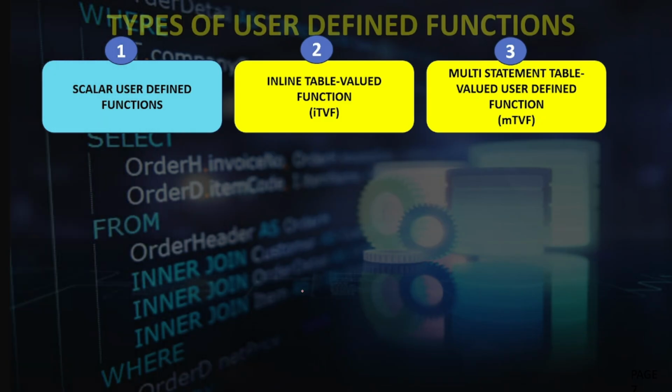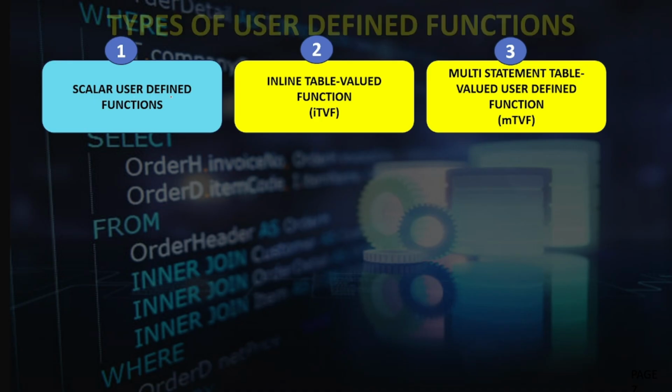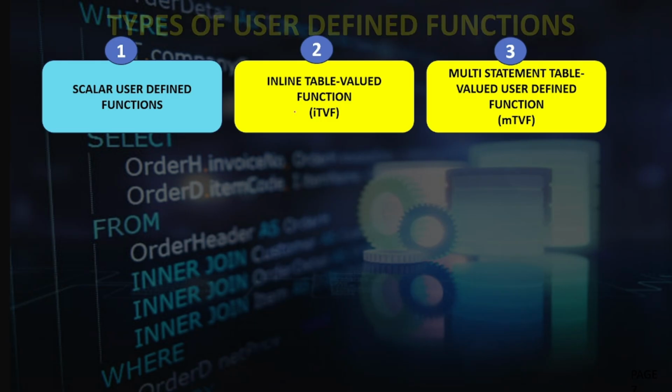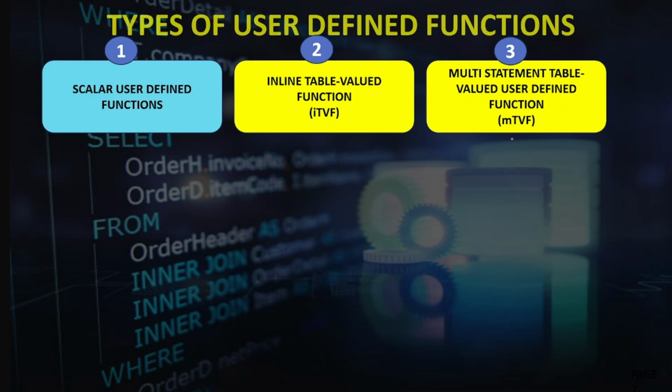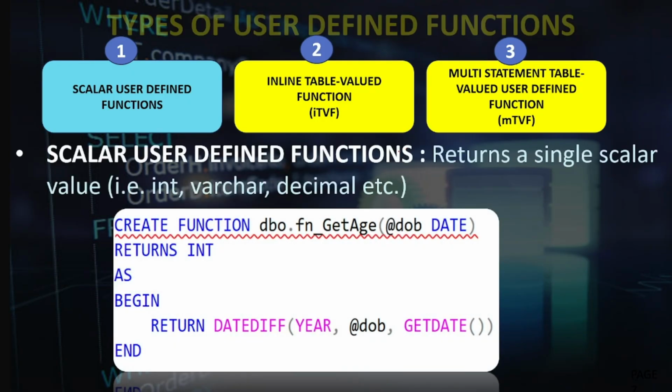So let's go and see the types of user-defined function. There are three categories. The first is the scalar user-defined function. The second is the inline table valued function, which we also call ITVF, and we have the multi-statement table valued user-defined function, which we call MTVF. The first is the scalar function. This kind of function returns a scalar value, a single value, and is called a scalar function.